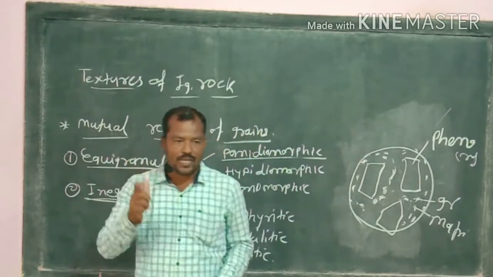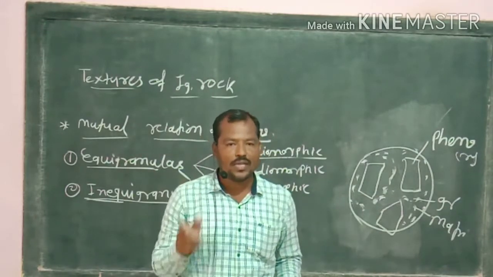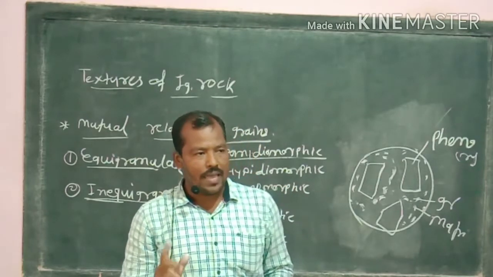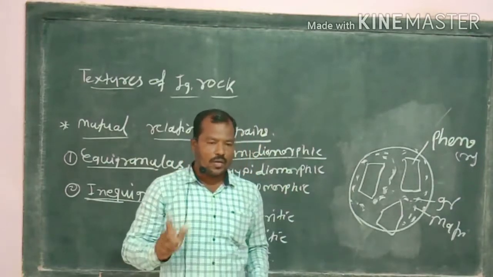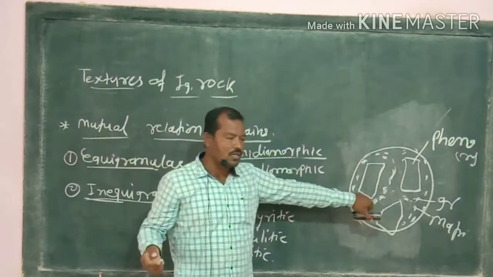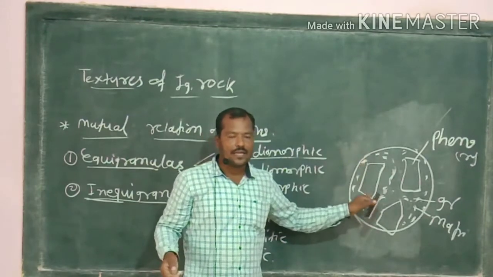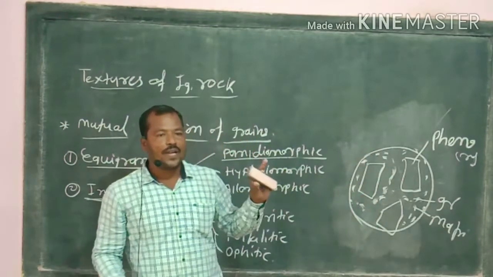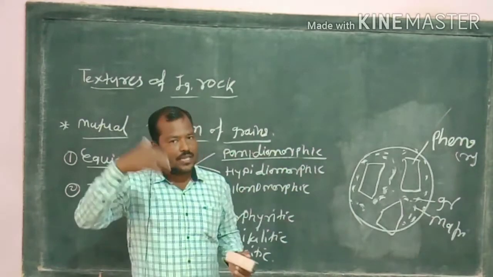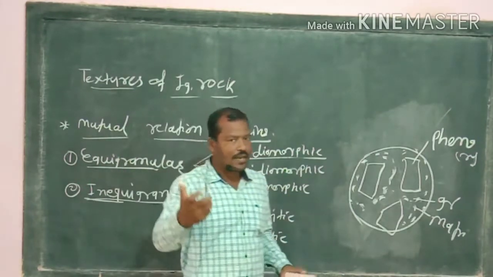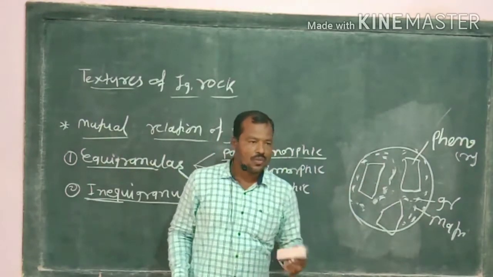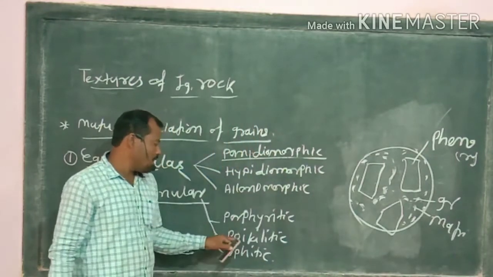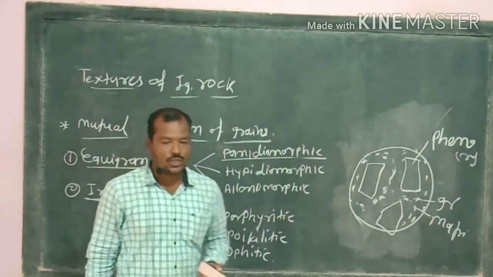Mostly such a type of texture is found in volcanic rock as well as plutonic rock. Examples of this are porphyritic rhyolite, which is an extrusive rock, and porphyritic granite, which is an intrusive rock. Now, next is the poikilitic texture.